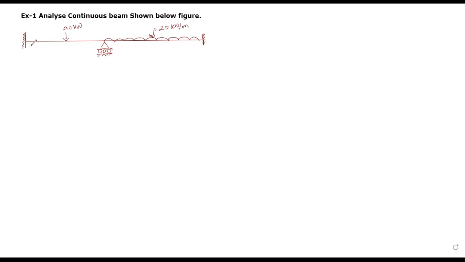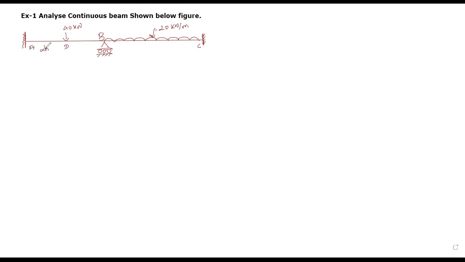Data is given like this. A, B, C is a continuous beam. Support A and support C are fixed ones. Support B is a roller. So now an intermediate support is basically given. B is your intermediate support, and this is, suppose, your point D. Length between A to B is 4 meters.